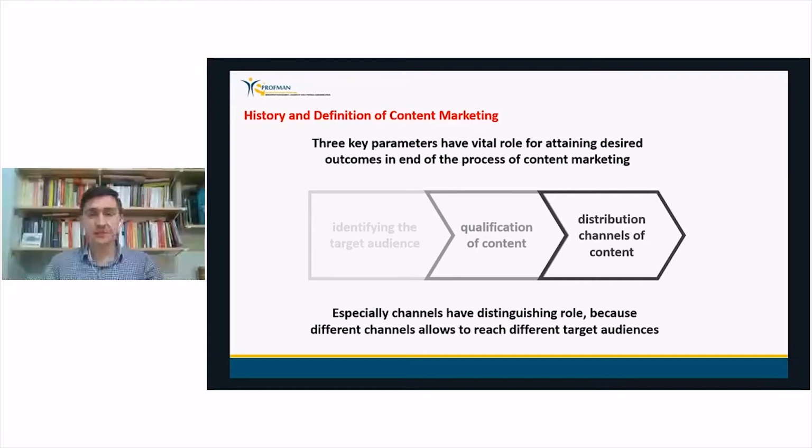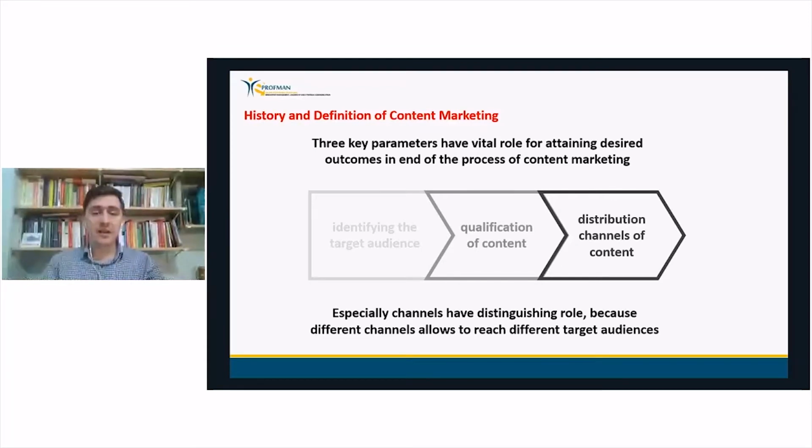In the process of content marketing, I identify three important parameters. These three key parameters have a vital role in attaining desired outcomes at the end of the process of content marketing. These are identifying the target audience, qualification of the content, and distribution channels of the content.